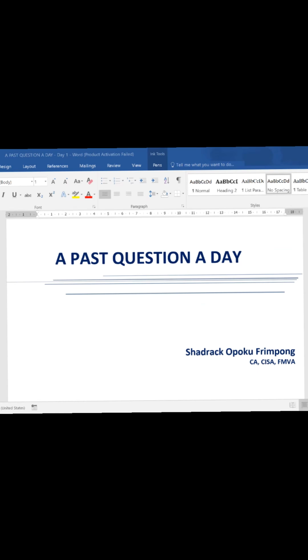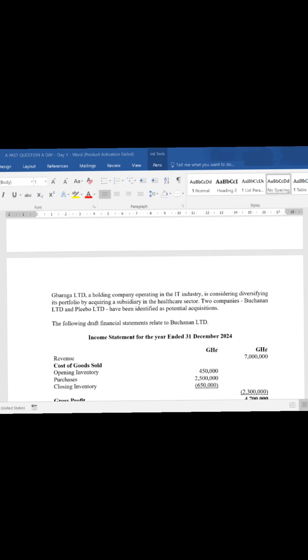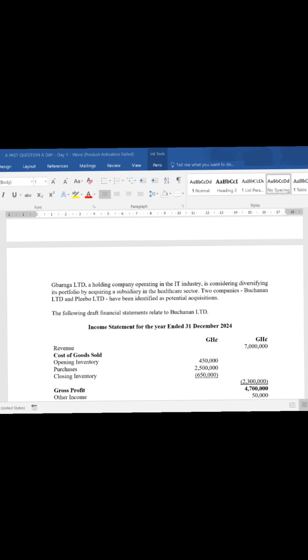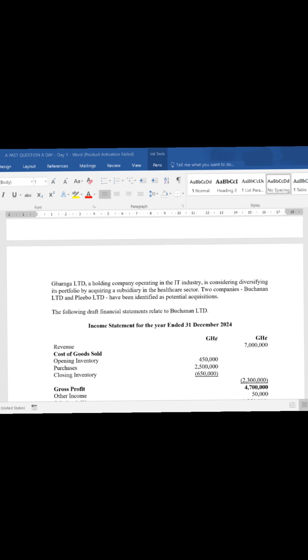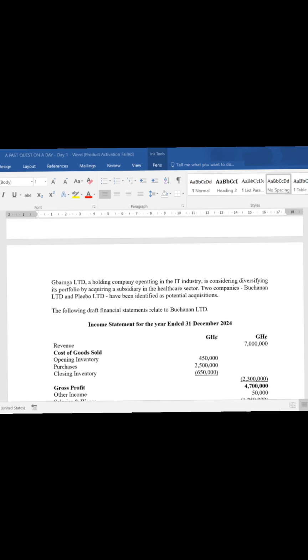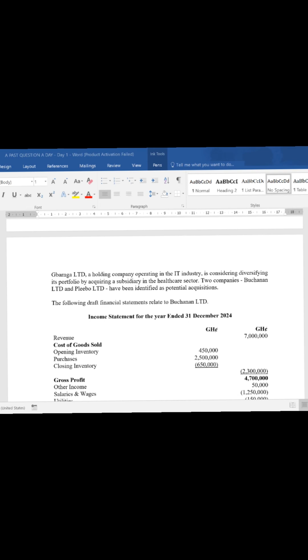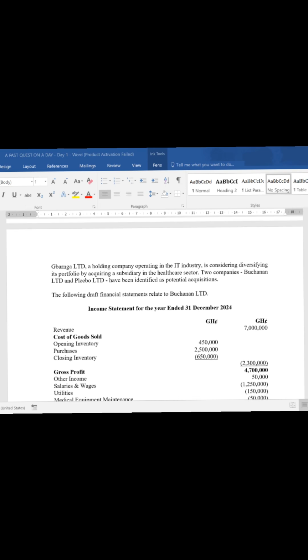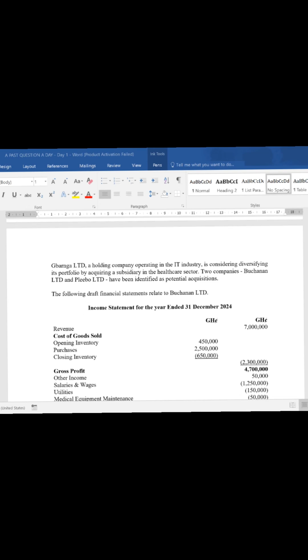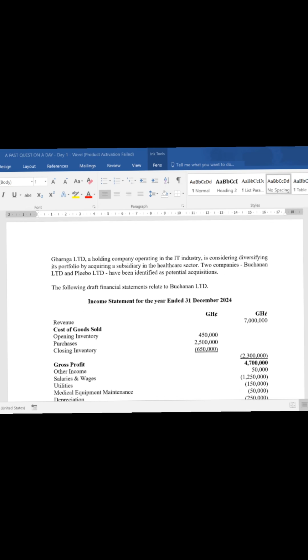My name is Shadakopoko Frempong, and today we'll be looking at ratios and analysis. So, Gbana Limited, a holding company operating in the IT industry, is considering diversifying its investment portfolio by acquiring a subsidiary in the healthcare sector. Two companies, Buchanan Limited and Plido Limited, have been identified as the potential acquisitions. The following draft financial statement relates to Buchanan Limited.